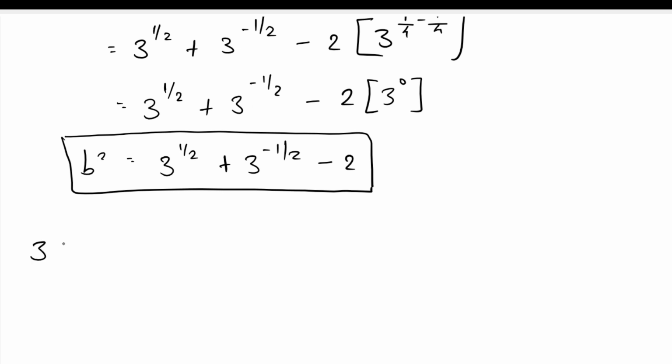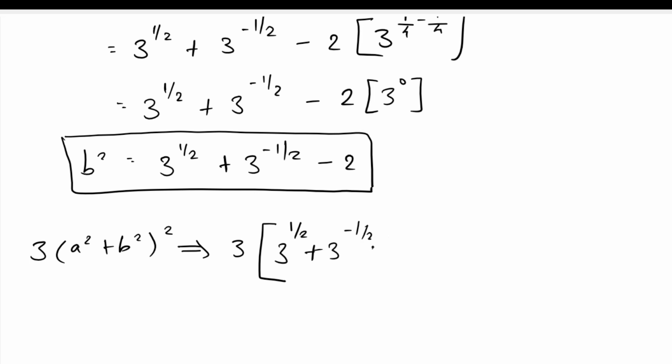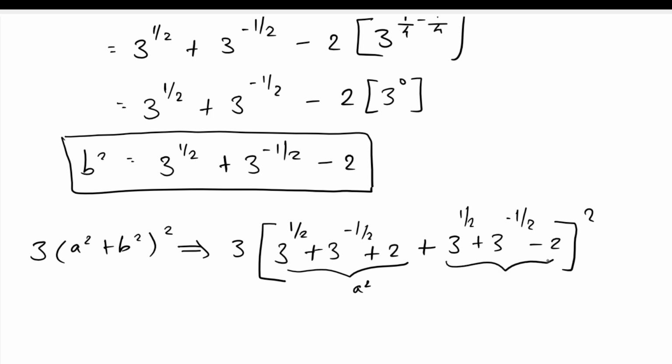Now what are they asking us to find? 3 into a square plus b square, the whole square. So substituting a square and b square in this, we'll get 3 into, a square was 3 to the power 1 by 2 plus 3 to the power minus 1 by 2 plus 2, plus b square was 3 to the power 1 by 2 plus 3 to the power minus 1 by 2 minus 2, the whole square. So this is a square, this is b square, plus, the whole square.